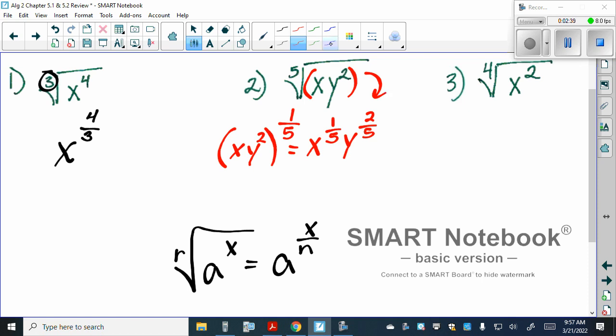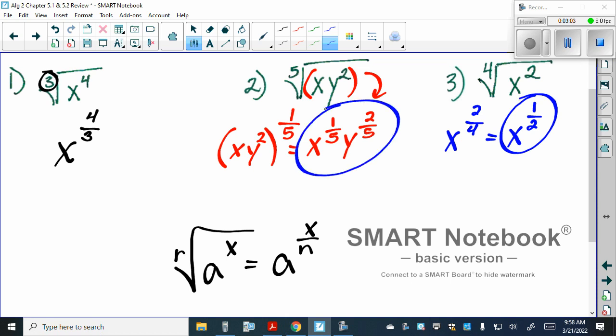And the last one that we have for the first three is the fourth root of x squared. We'd say x to the 1/2, because we could rewrite it as x to the 2/4, but 2/4 will reduce to 1/2. So those would be our answers. And it does work out that the fourth root of x squared and the square root of x are actually the same thing. Any questions on this here?